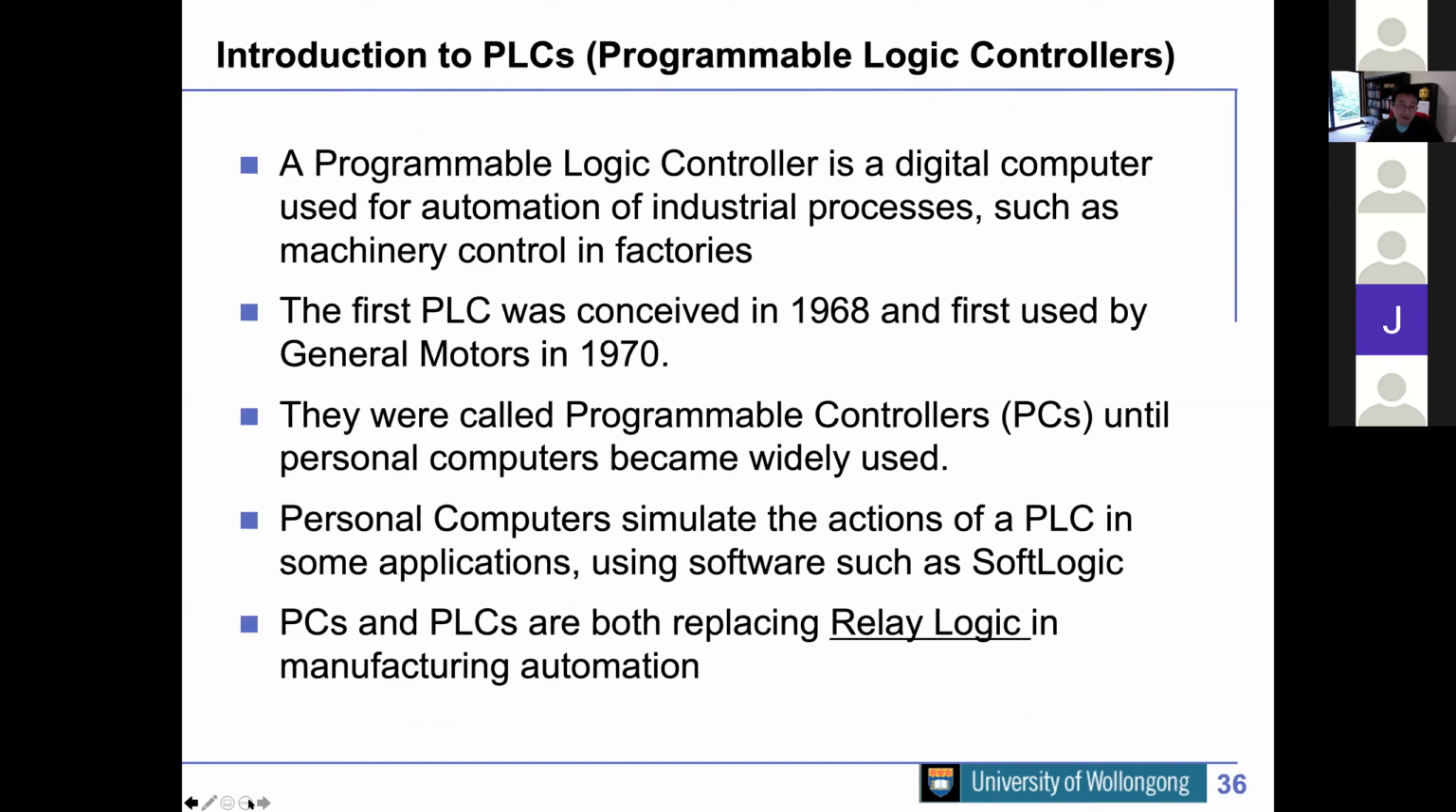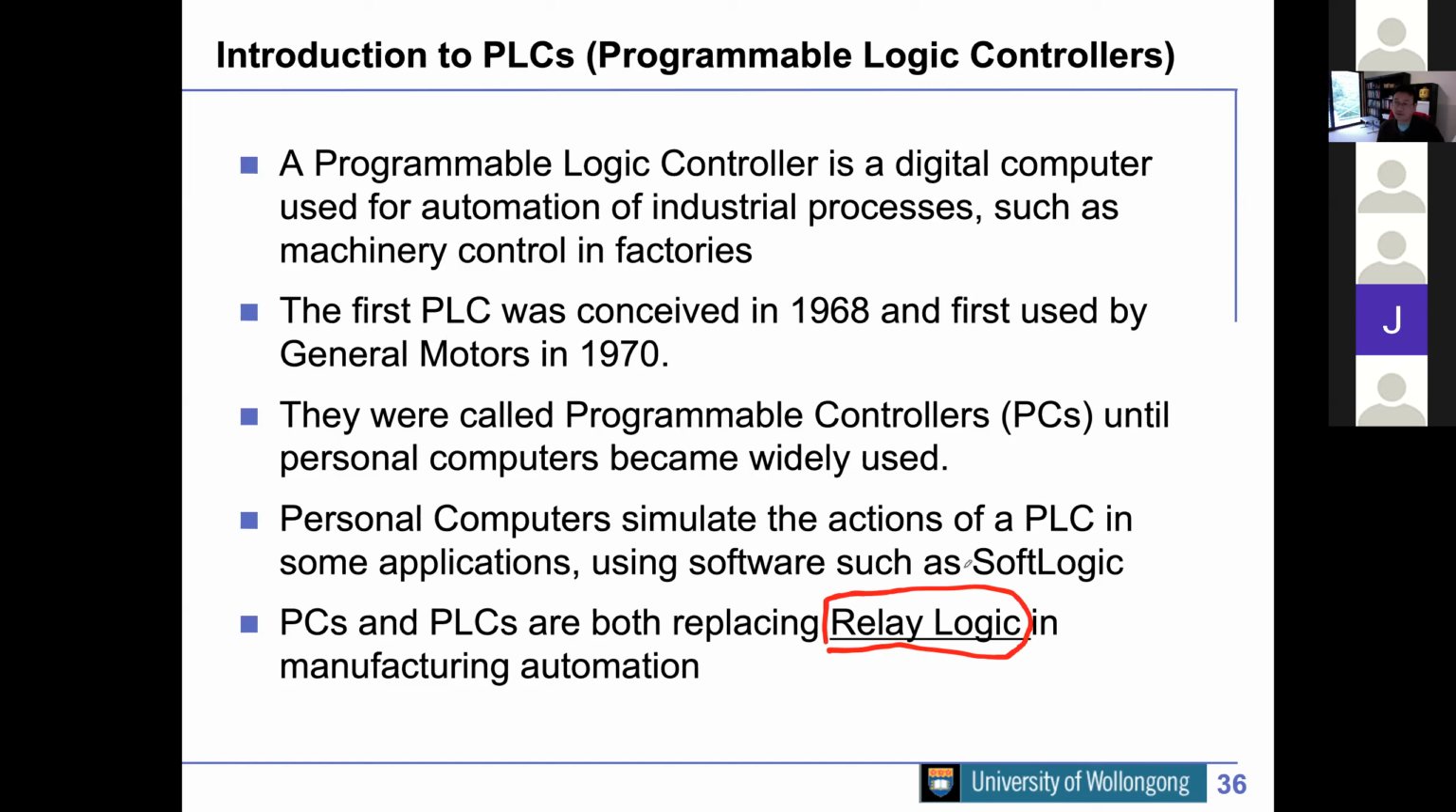A PLC is pretty much just a computer. It's a specialized computer for industrial applications, and it's coming from relay logic. Does anybody know what relay logic is? If you are a cadet in BlueScope, or if you work in the factory, you probably do, but does anybody actually have experience with relay logic? No?